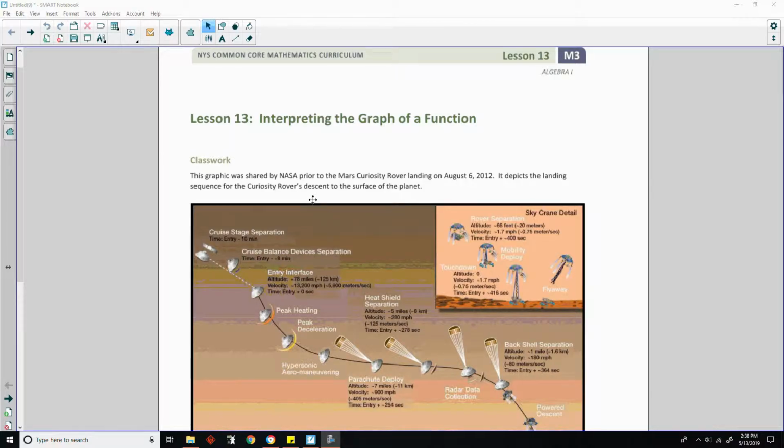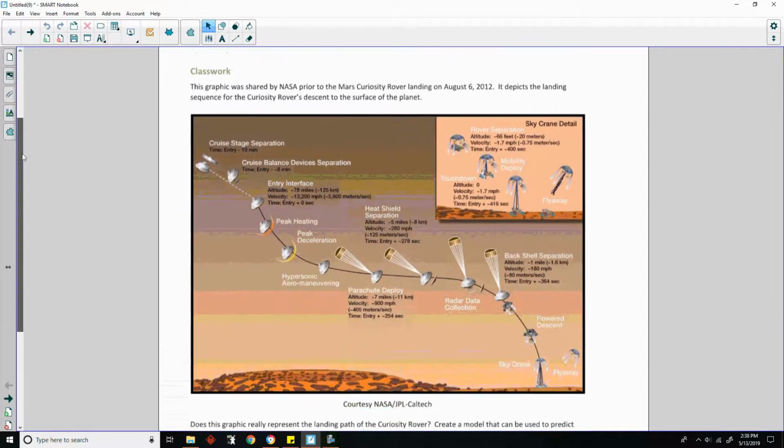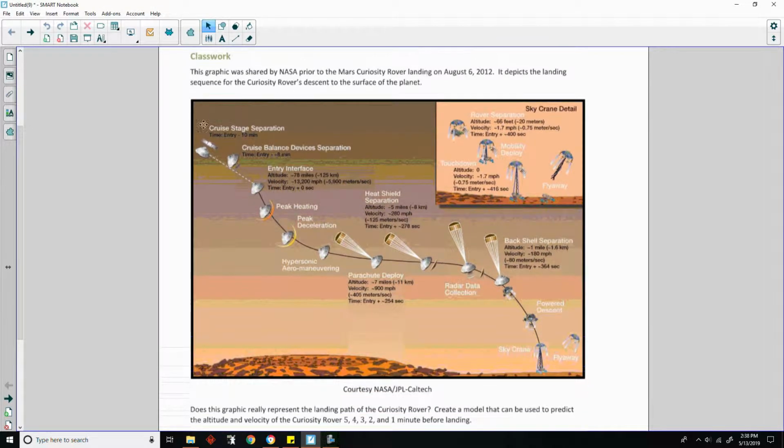Welcome to Lesson 13, Interpreting the Graph of a Function. Classwork. This graphic was shared by NASA prior to the Mars Curiosity rover landing on August 6, 2012. It depicts the landing sequence for the Curiosity rover's descent to the surface of the planet. Okay, so let's just go through all this real quickly.